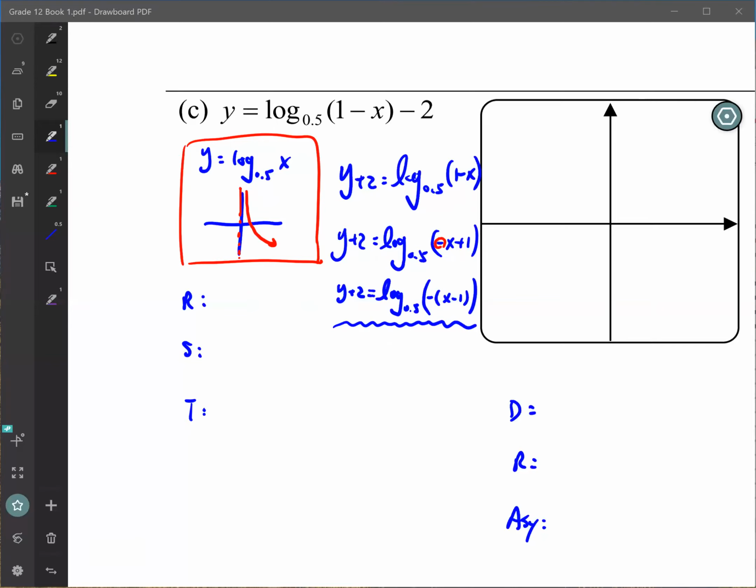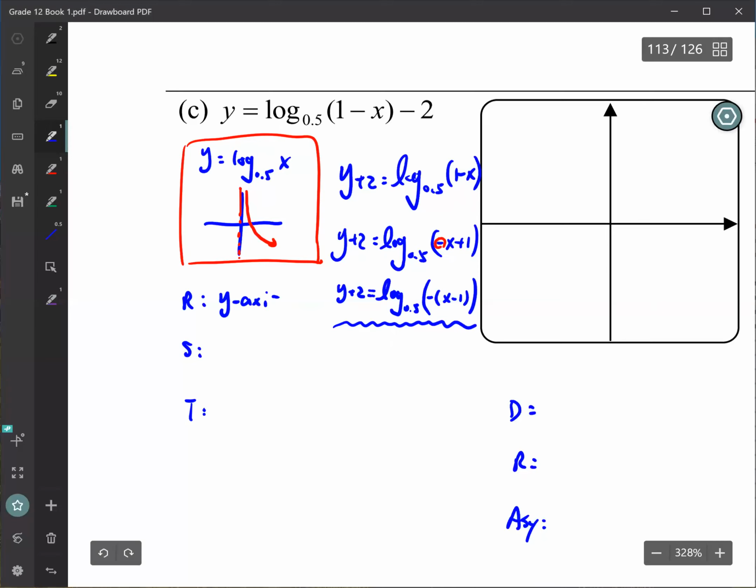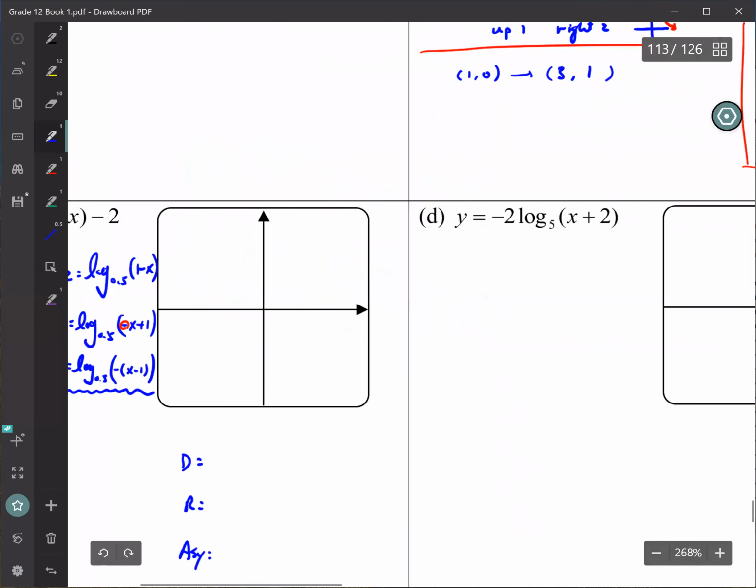Okay, Elaine, what's the reflection? Over y-axis, very good. Stretch, shrinking, Cindy? None. None? Yeah, very good. Okay, you will have stretch and shrinking if you have anything multiplied with the x, or divided with the x or y. Something like question D, that one will have stretching and shrinking, okay?